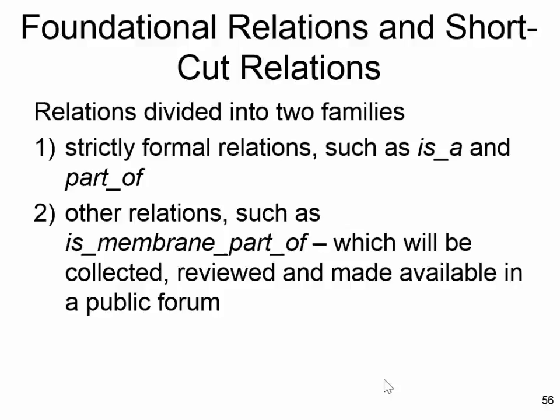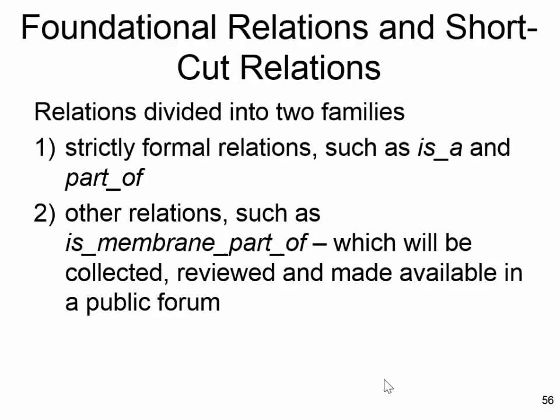But then there are what we call shortcut relations, which are defined in terms of foundational relations for specific domain purposes. So is a membrane part of means is a membrane and is part of. That's its definition. And these shortcut relations prove very useful when it comes to organizing domain ontologies, but they are in principle eliminable. You don't need them because you can just replace them with the expanded version of the corresponding relation.